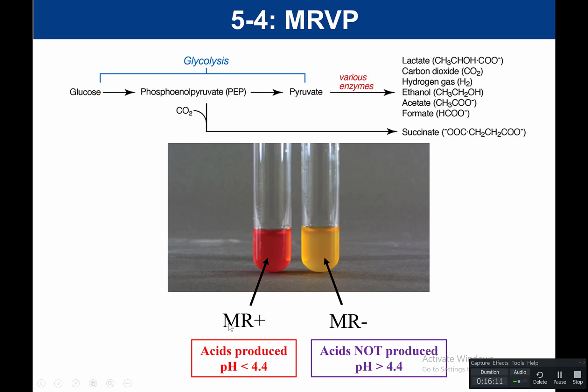So for MR positive, your positive result in this case would be if it's pink red. And if it's pink red, that tells us that acids were produced and the pH was less than 4.4. So that would be MR positive. MR negative would be not pink red, or yellow, or broth color, or whatever other color you want to call it, but not pink red is the key. If it is not pink red, that means that acids were not produced and that the pH was greater than 4.4, meaning the pH did not go down for the methyl red to detect the acids.